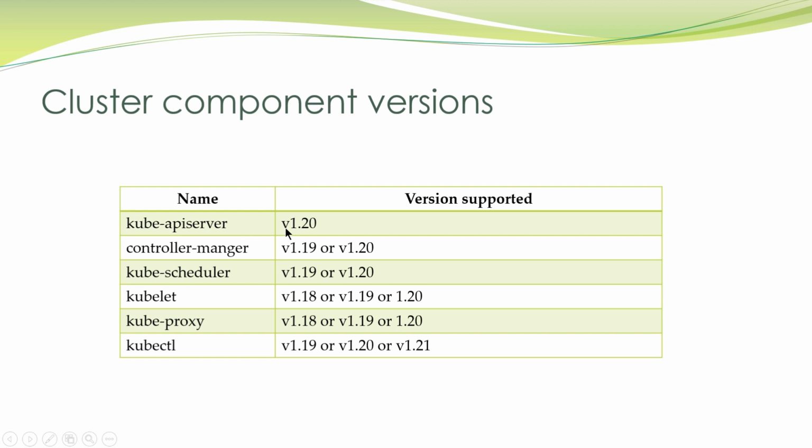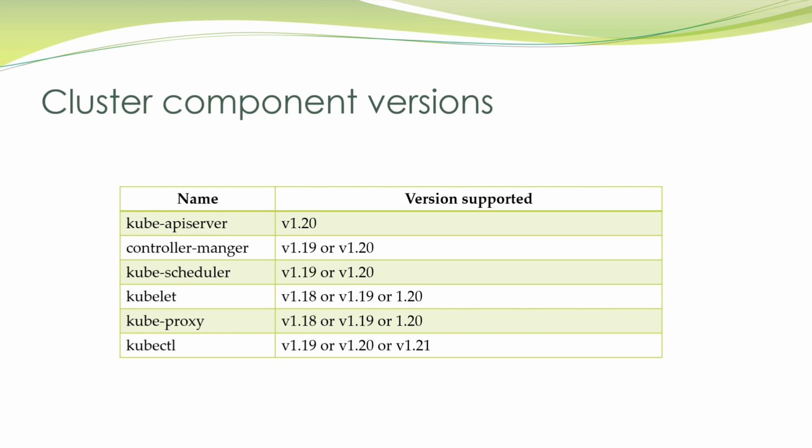Suppose we have a Kubernetes Kube API server on version 1.20. So this is the support related information. The controller manager should be either one version lower than the Kube API server, so it should be 1.19 or 1.20. Same as the Kube scheduler, it will not go above 1.20. It will be one lower or the same.